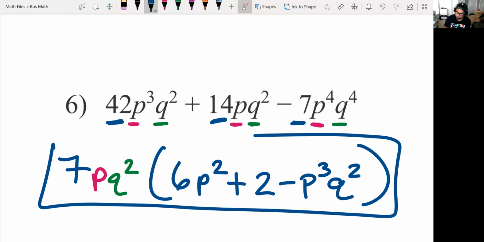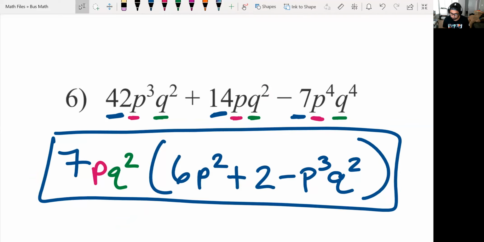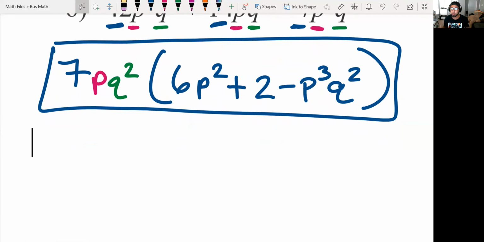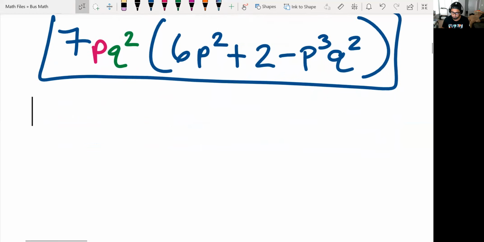I wouldn't even worry about rearranging this one, okay? Leave it as is. Unless it does ask you to rearrange, then I would put the p cubed, q squared first, and then p squared, and then 2 at the end. But I don't think it's going to ask you to do so. All right, that's greatest common factor in one go. No step by step, right? Not bad.